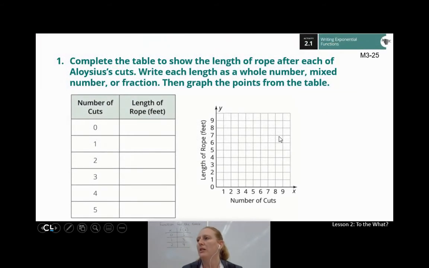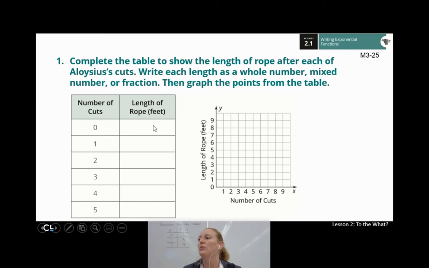So what I would like you to do is to complete the table to show the length of rope after each of Aloysius's cuts. Write each length as a whole number, a mixed number, or a fraction. I am going to ask for no decimals at this point.